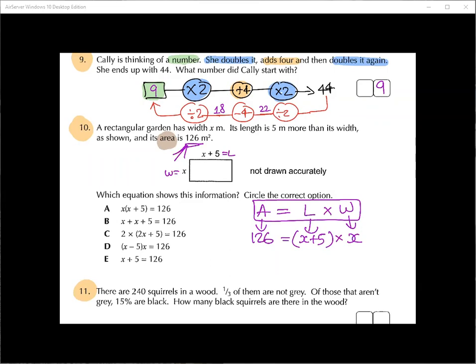A. So all they've done here, they put the X next to the brackets, which is, I could write it in the same way. I could take the times, I don't need times there. And I could put the 126 on the other side. It's identical. So that's the correct answer. It's definitely, absolutely, most certainly, A is the answer.